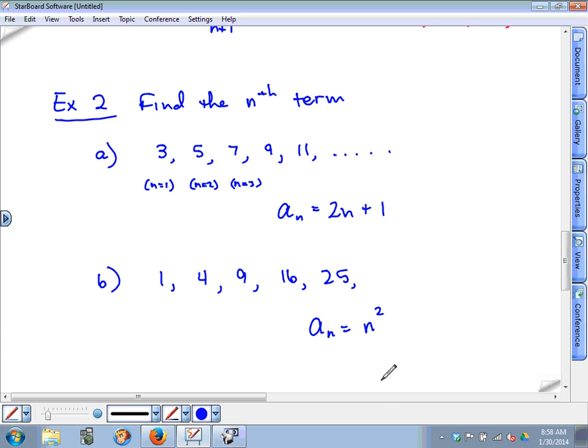N squared? Is that what we're getting? Always check though. Whenever you think you've come up with something, test it. Okay? If n equals 1 and we plug it into that formula, do we get a 1? If n equals 2 and we plug it in, do we get a 4? And 9 and 16 and 25.